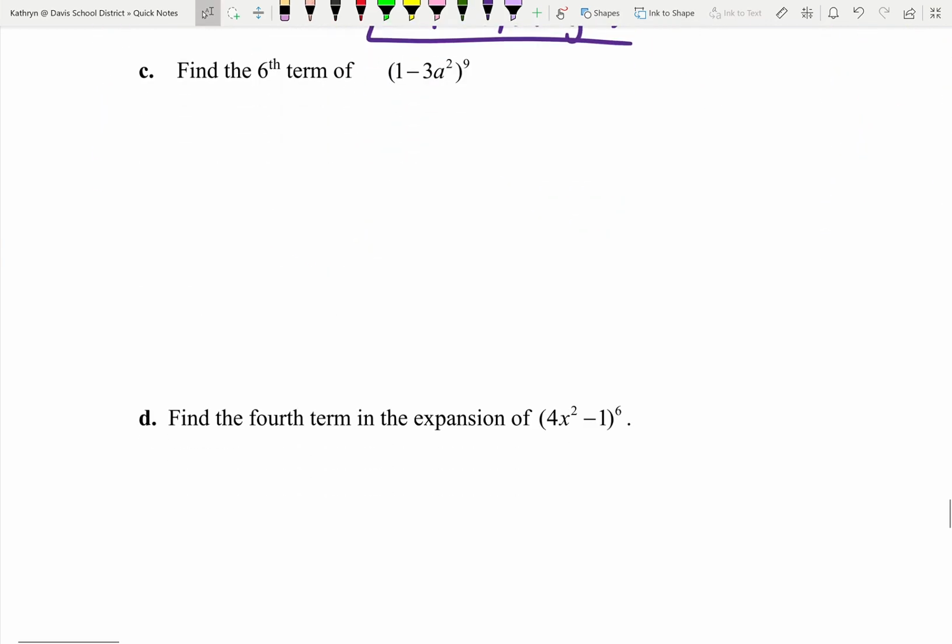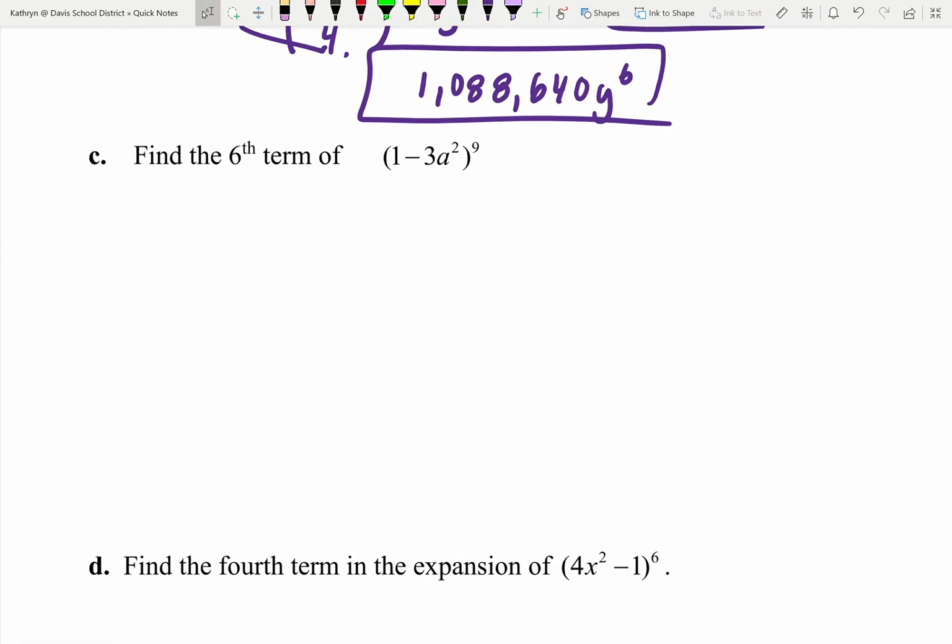Okay, find the 6th term. Let's see if we can go straight to the setup. If you can't, it's okay. Every person in the room, tell me the top number that's going to go right there. It's going to be a 9. It's going to match that one right there. Now, let's put the 1 in parentheses, and let's put the negative 3a to the 2nd in parentheses. The first term is going to be 9, 0. Second term, 9, 1. Third term, 9, 2. So the 6th term would then be 9, 5.